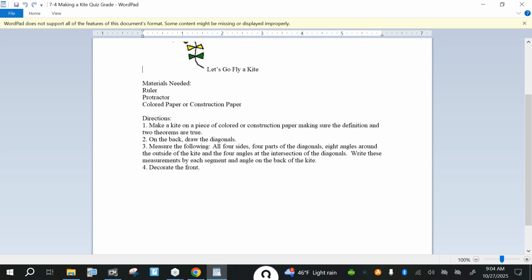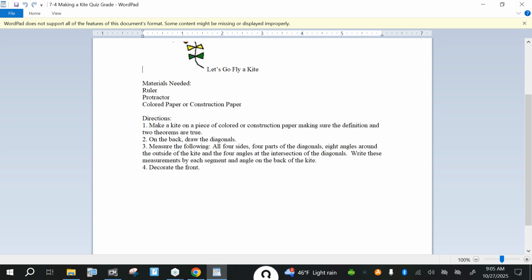Then you are going to measure all of your angles. There are actually 12 angles to measure. There's 2 at the top, 2 at the bottom, 2 at the left, 2 at the right. But then also measure the 4 in the middle where the diagonals meet. They should be. Make sure they are. So you've got 12 angles to measure, 8 lengths to measure, and then once you measure all that, decorate the front. Some people ask, could you put a tail on your kite? And you can, but you have to attach the tail to the front because I have to measure your angles on the back. So if you want to put a tail on the kite, you just attach it to the front, or you can add that tail after I grade it and give it back to you.